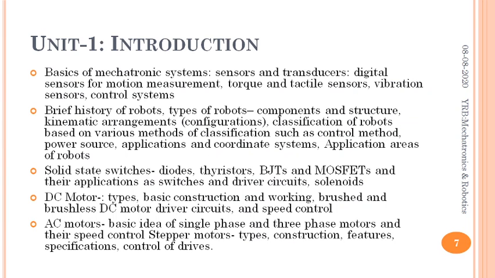Unit 1, title of the unit is Introduction, which includes very basics of mechatronics, robotics, as well as actuators and switches. So, in the basics of mechatronic systems, we have to study sensors, transducers, various types of motions, and various types of feedback mechanisms and control systems. Then we have to discuss the history of robots, types of robots, various classifications of robots with their configurations and their application areas also.